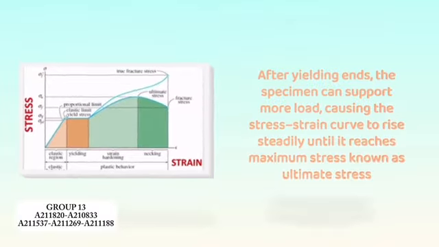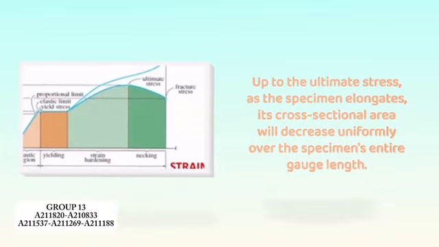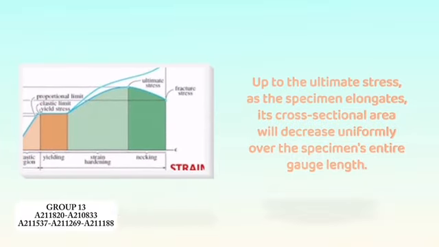After yielding ends, the specimen can support more load, causing the stress-strain curve to rise steadily until it reaches maximum stress, known as ultimate stress. Up to the ultimate stress, as the specimen elongates, its cross-sectional area will decrease uniformly over the specimen's entire gauge length.